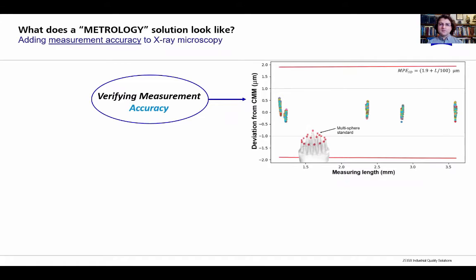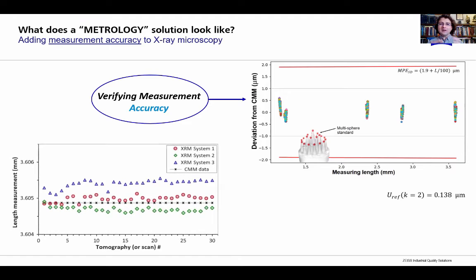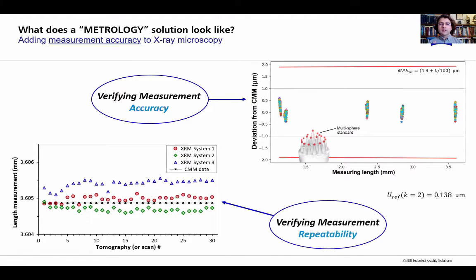As you can see from the graph on the right, the deviations of the dimensional measurements using data from a Zeiss 3D X-ray microscope are below 1 micron when compared to reference data from tactile CMMs. But accuracy is not the only thing you need to check. We also need to verify repeatability.